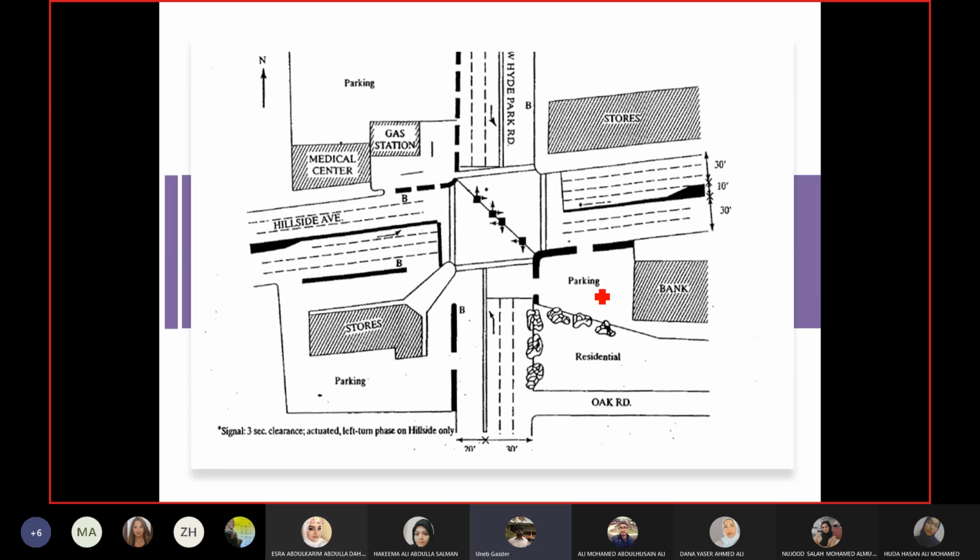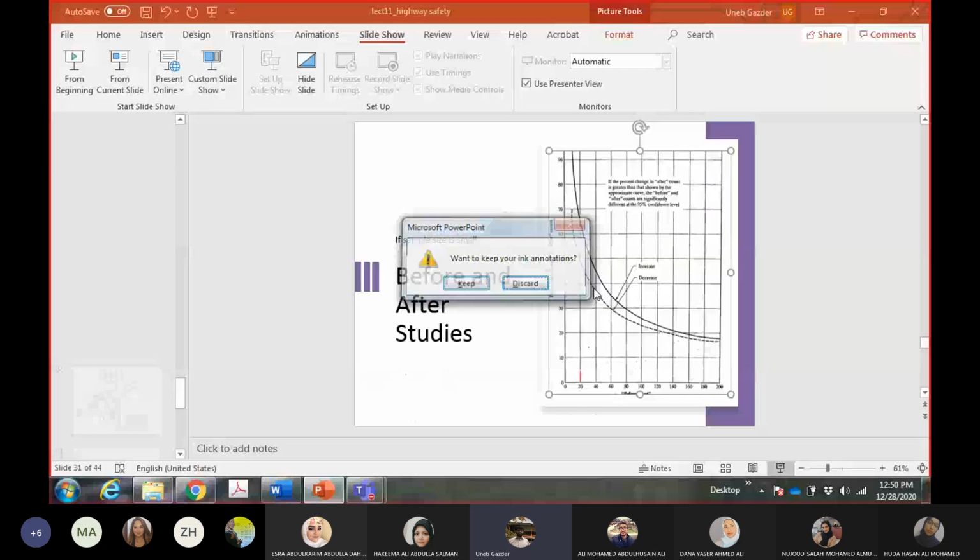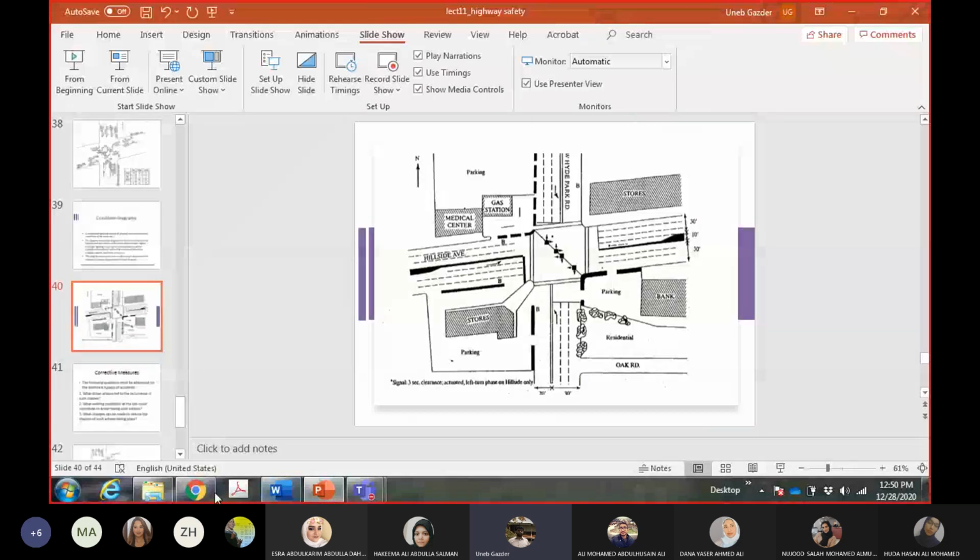Okay, so in the next class you will see how we can use these diagrams to come up with countermeasures.